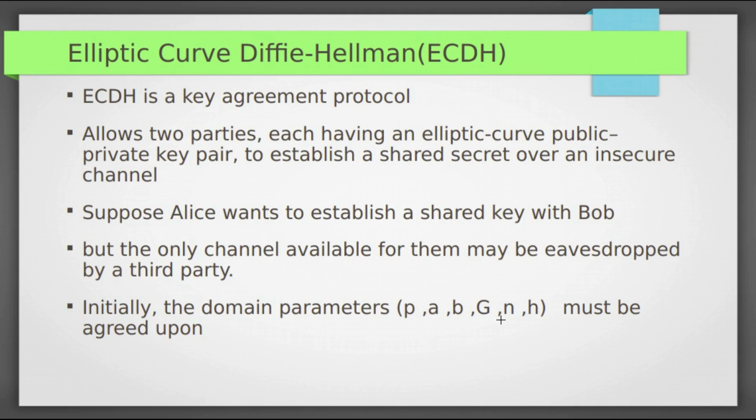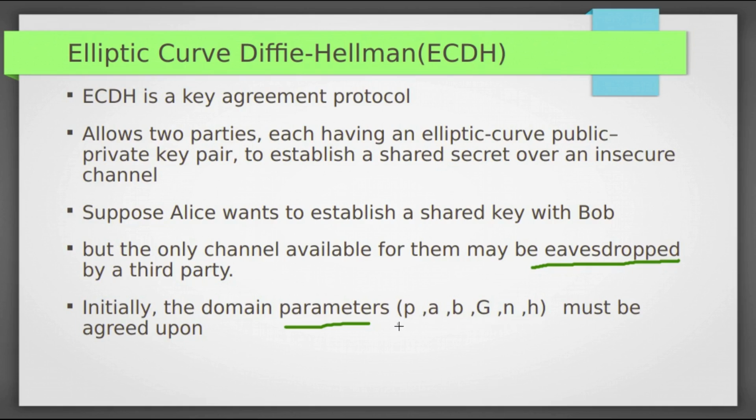Let's see elliptic curve Diffie-Hellman key exchange. Elliptic curve Diffie-Hellman is a key agreement protocol. It allows two parties, each having an elliptic curve public-private key pair, to establish a shared secret over an insecure channel. Suppose Alice wants to establish a shared secret with Bob, but they don't have a secure channel, meaning that channel is eavesdropped. Initially, they have to agree on domain parameters P, A, B, G, n, H.